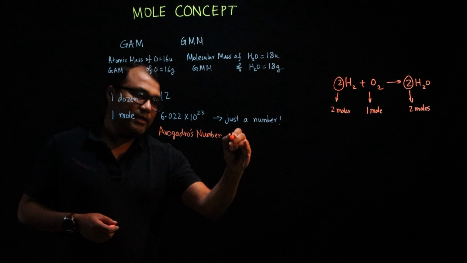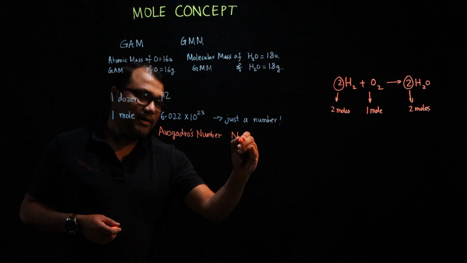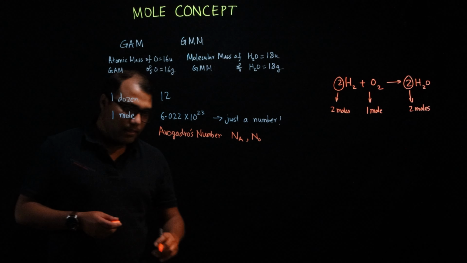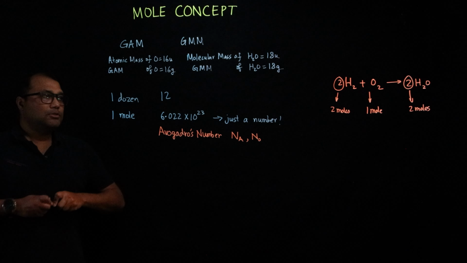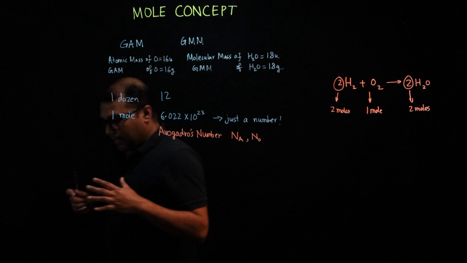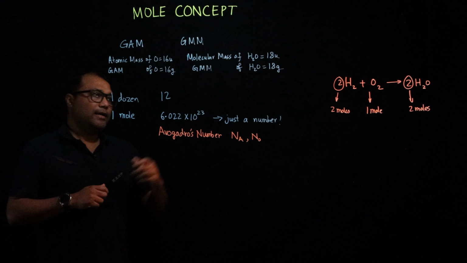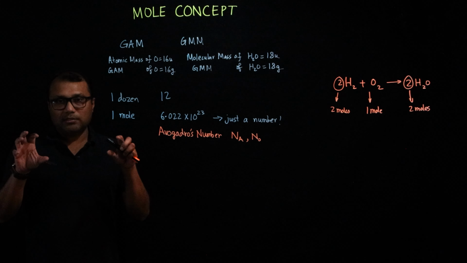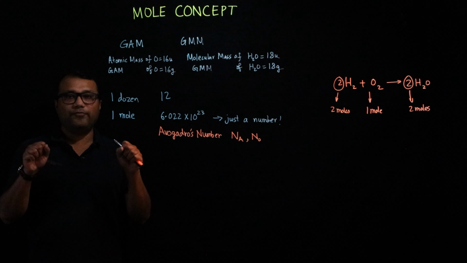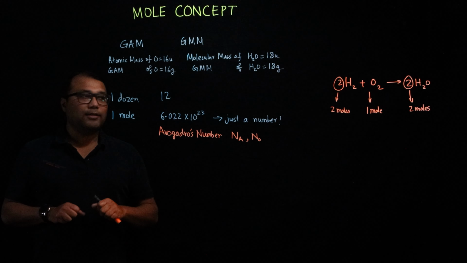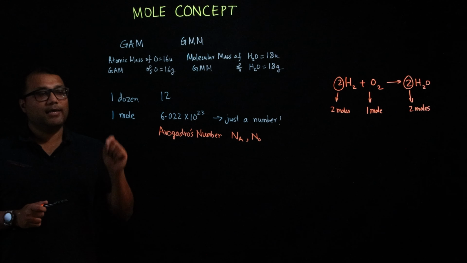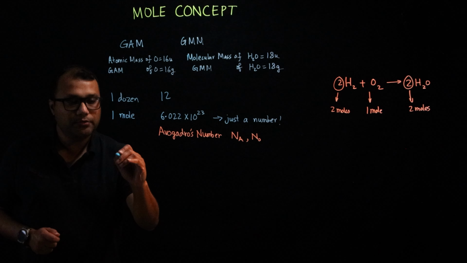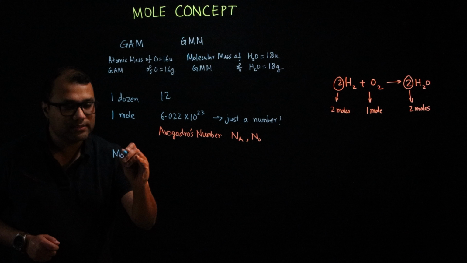and is denoted sometimes as Na, sometimes by N0. So what is the significance of mole here is, in any chemical reaction, individual substances, they combine in fixed proportions, and those fixed proportions can be represented in terms of mole. Next concept I will introduce is molar mass.